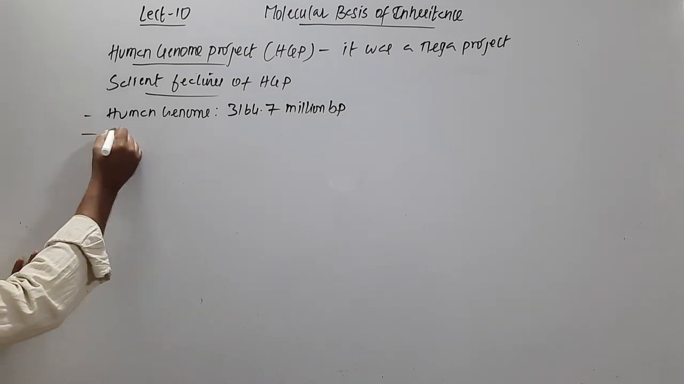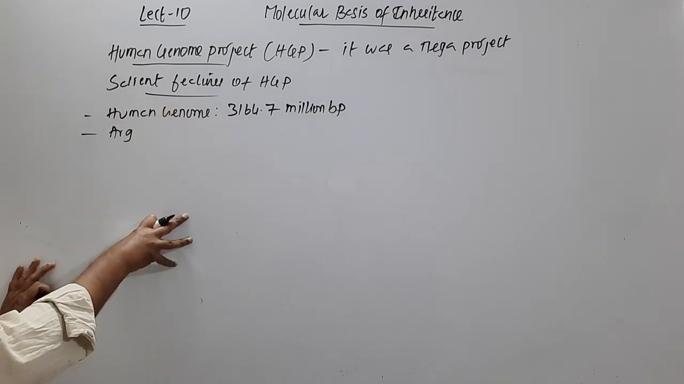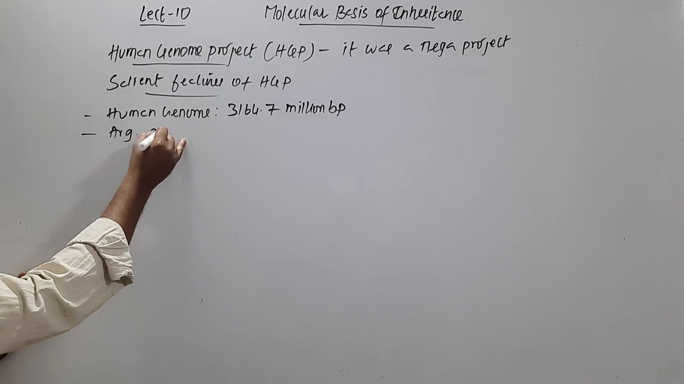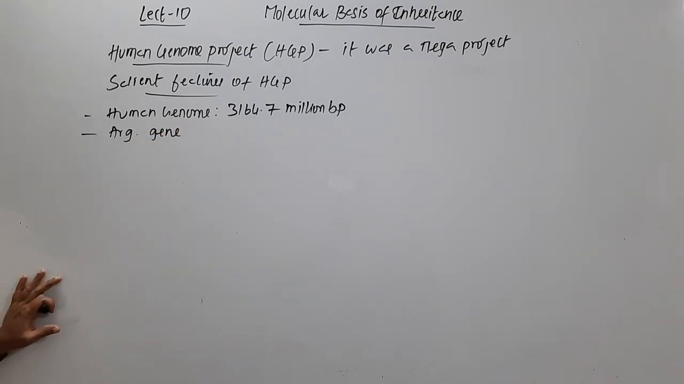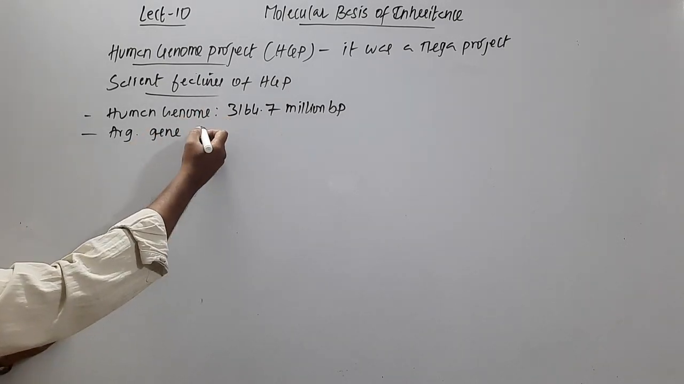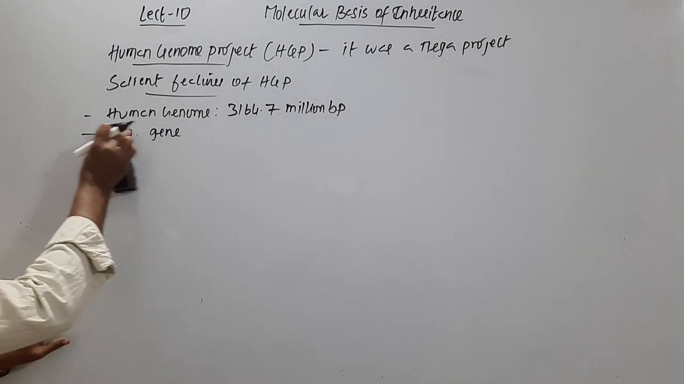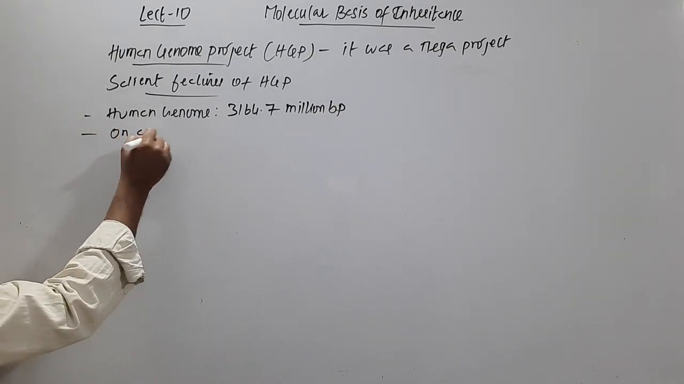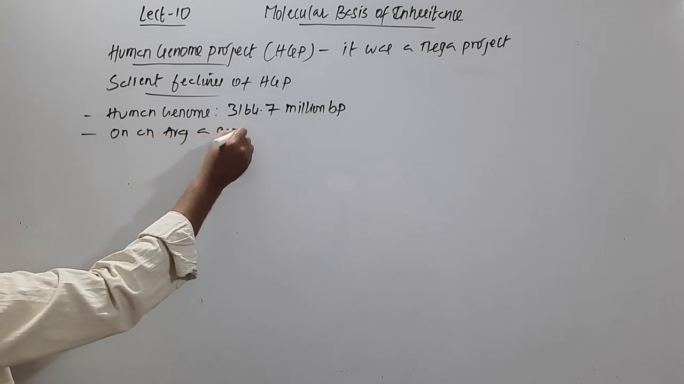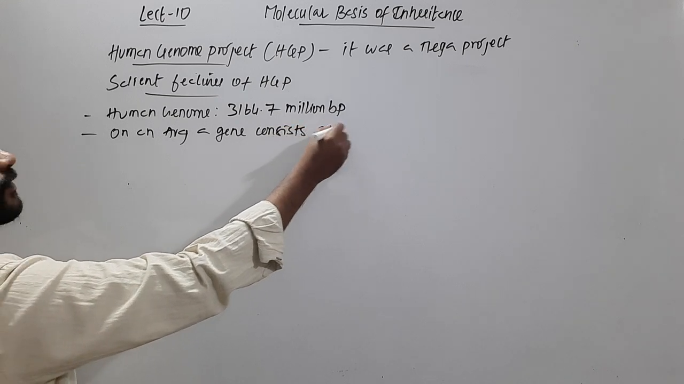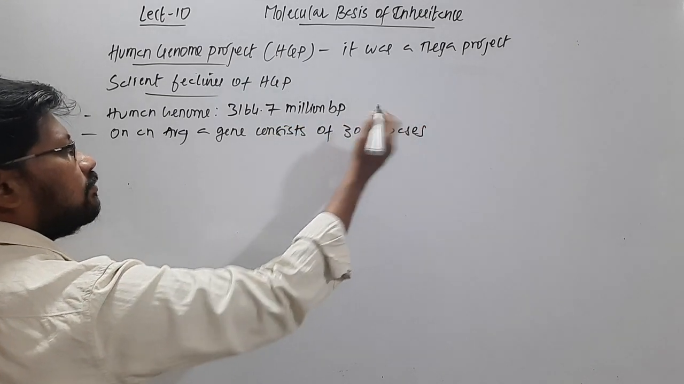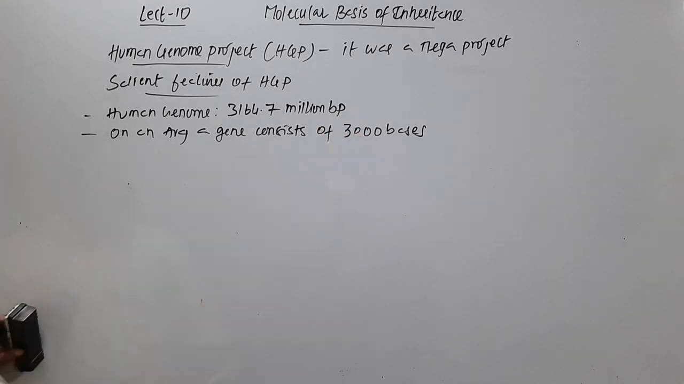Then later we came to know that during the Human Genome Project, the average gene, on an average, consists of 3000 bases. So averagely a gene will have 3000 bases.